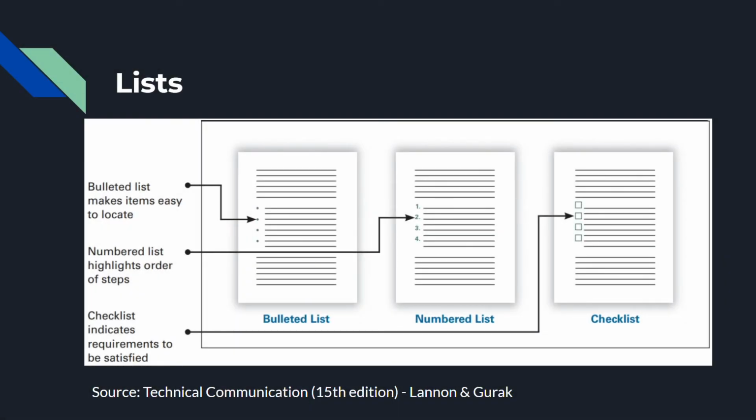Lists are made to write a series of items. As you can see here, there are tree lists, number lists, bullet lists, and checklists. A number list is used to highlight order of steps or the priority of things that need to be done. The bullet list makes items easy to locate and easy to read, and a checklist indicates requirements that need to be satisfied.